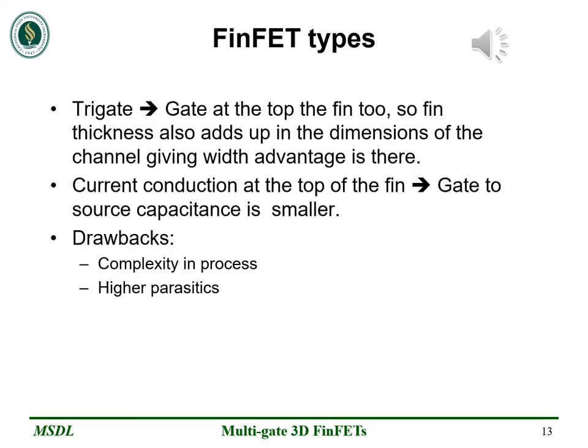So in tri-gate, since we have a gate at the top too, the fin thickness also adds up in the dimensions of the channel, so we have a slight width advantage here. And since there is current conduction at the top of the fin too, the gate to source capacitance is also smaller in this case. But it has its own drawbacks like complexity in process and higher parasitics.